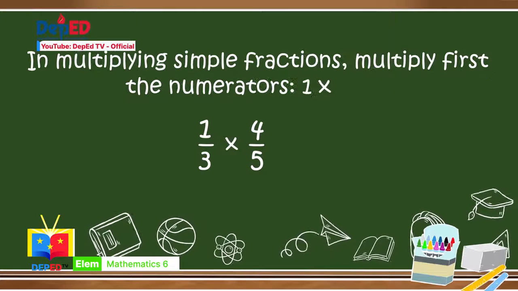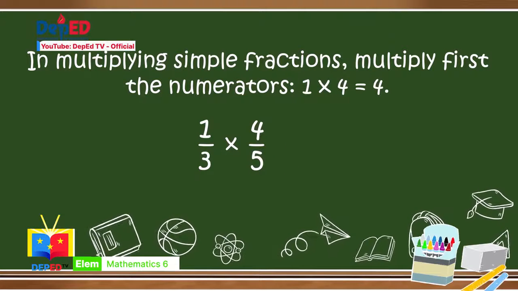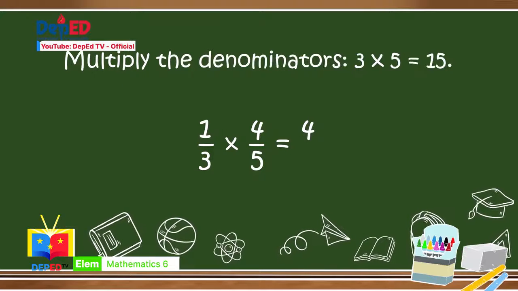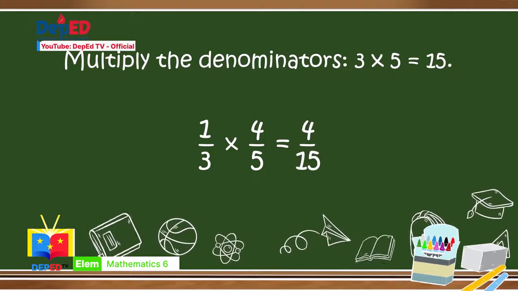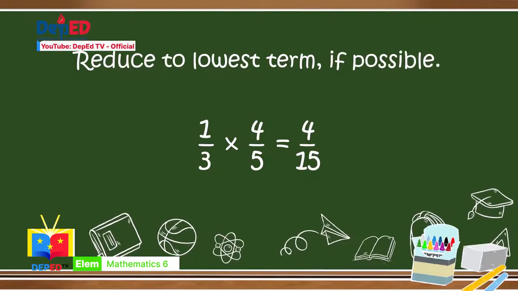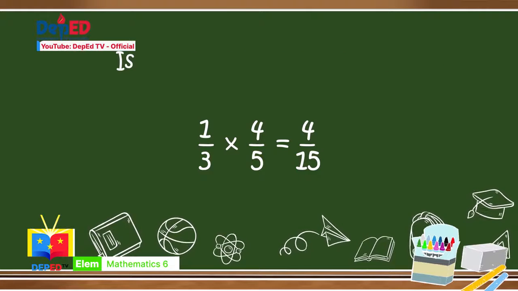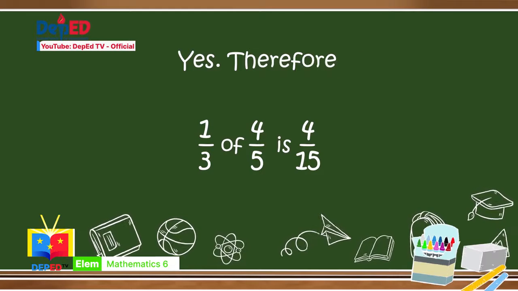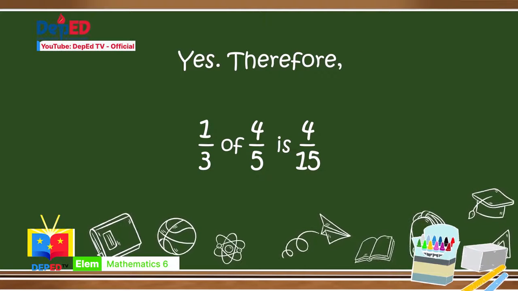In multiplying simple fractions, multiply first the numerators. 1 times 4 equals 4. Then, multiply the denominators. 3 times 5 equals 15. We have the product 4/15. Reduce to the lowest term if possible. Is 4/15 already a lowest term? Yes. Therefore, 1/3 of 4/5 is 4/15.